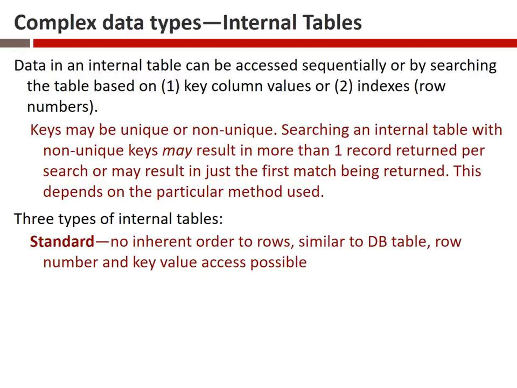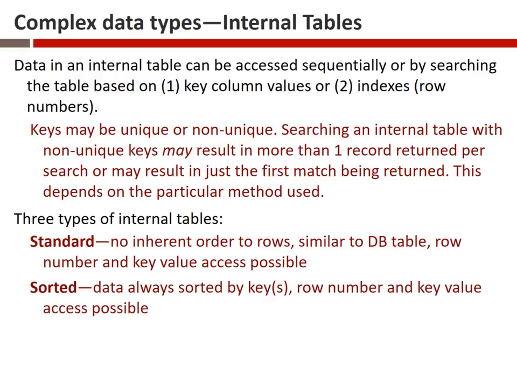And so when I access a standard table, I can access it by searching based on key values, or I could access it based on row number, which is another way of saying that I could access it sequentially or jump to particular rows. So that's a standard table. You might not understand how that's distinct until I show you another table, which is a sorted table. A sorted table will always sort the values in the table based on the key fields. And the system does that for you automatically.